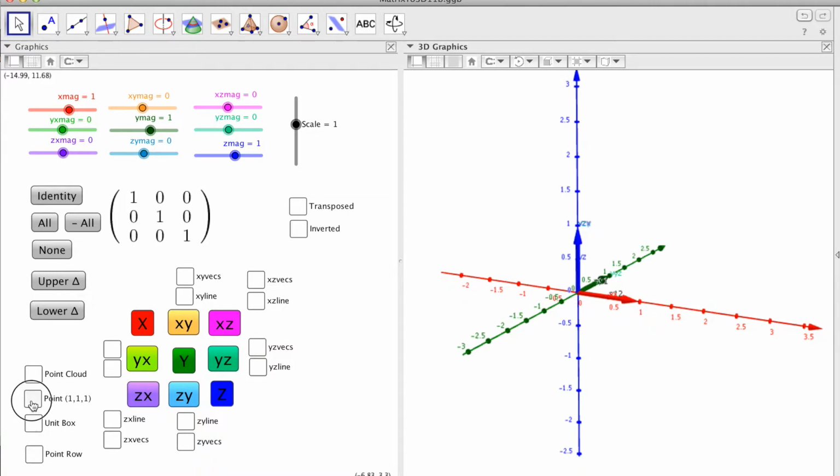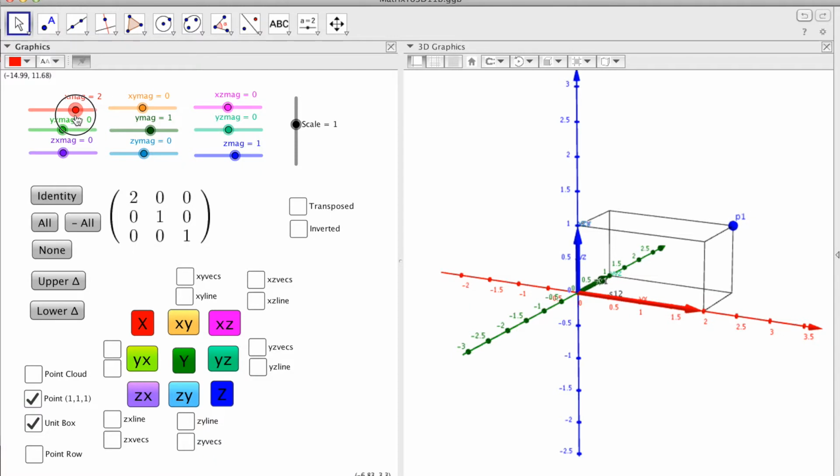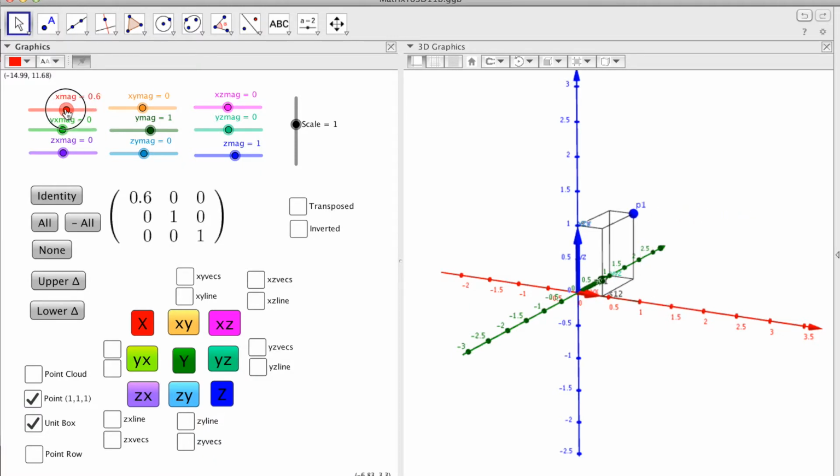So for instance, this here is the unit point at location 1, 1, 1, and if we multiply its XYZ coordinates by 1, 1, 1, the point remains where it started. So this is the null operation. It doesn't move points at all. If I change the X magnitude over here, you can see that that scales the point outward along the X axis. And if I make it 0, then the point loses its X coordinate. And if I go negative, it goes negative.